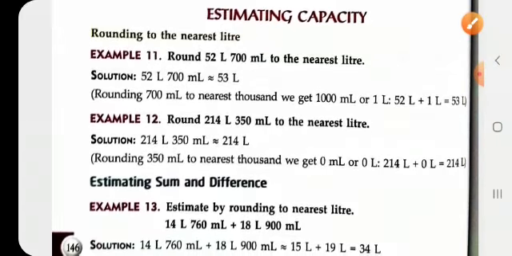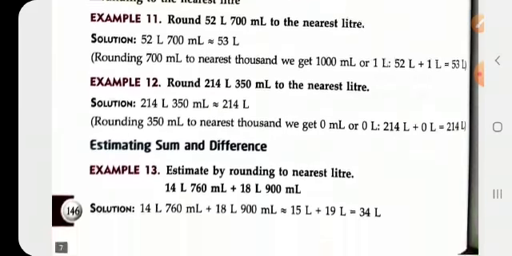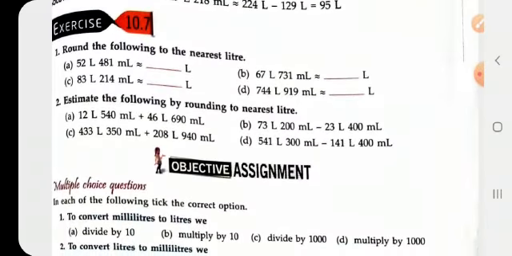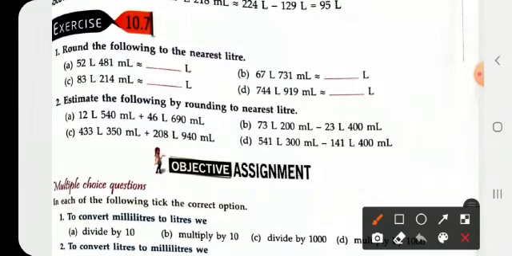Now coming on to estimating capacity. Estimation sums we have been doing in previous chapters, so this is nothing of any difference. Now let's see exercise 10.7, which says round the following to the nearest liter. Right, to the nearest liter. Now how will we do it?